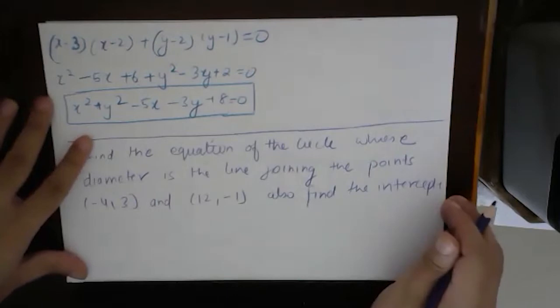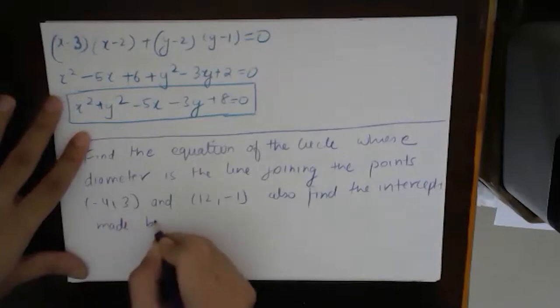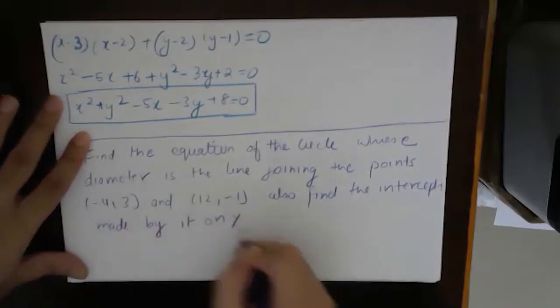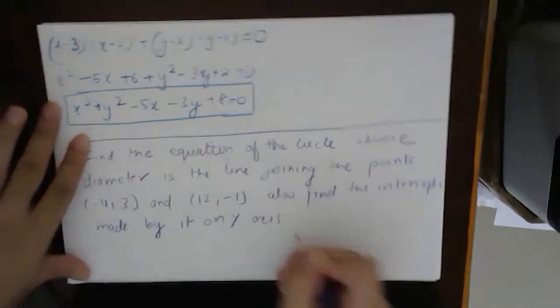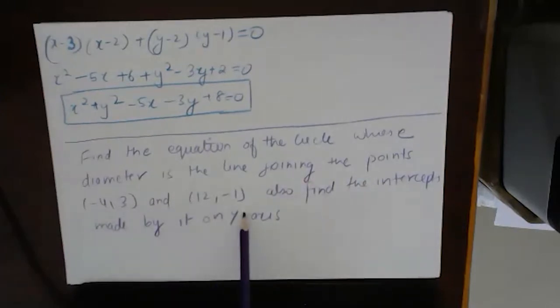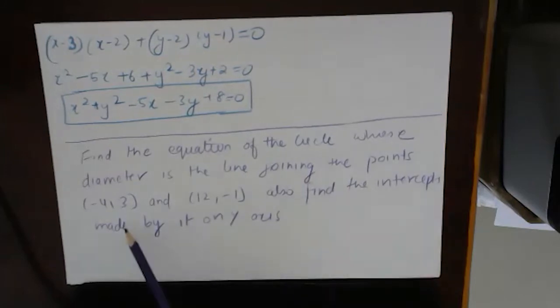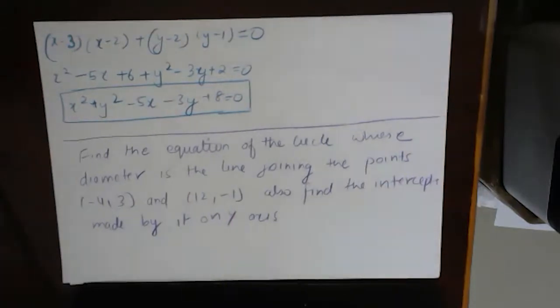Also find the intercept made by it on the y-axis. Okay, so basically what they're asking is to find the equation of a circle whose diameter is the line joining the points (-4, 3) and (12, -1), and also find the intercept made by it on the y-axis. Finding the equation of the circle using the diameter will be exactly the same as the previous one, but in this case you just have to find the intercepts made by the circle on the axis. In this case it is the y-axis.